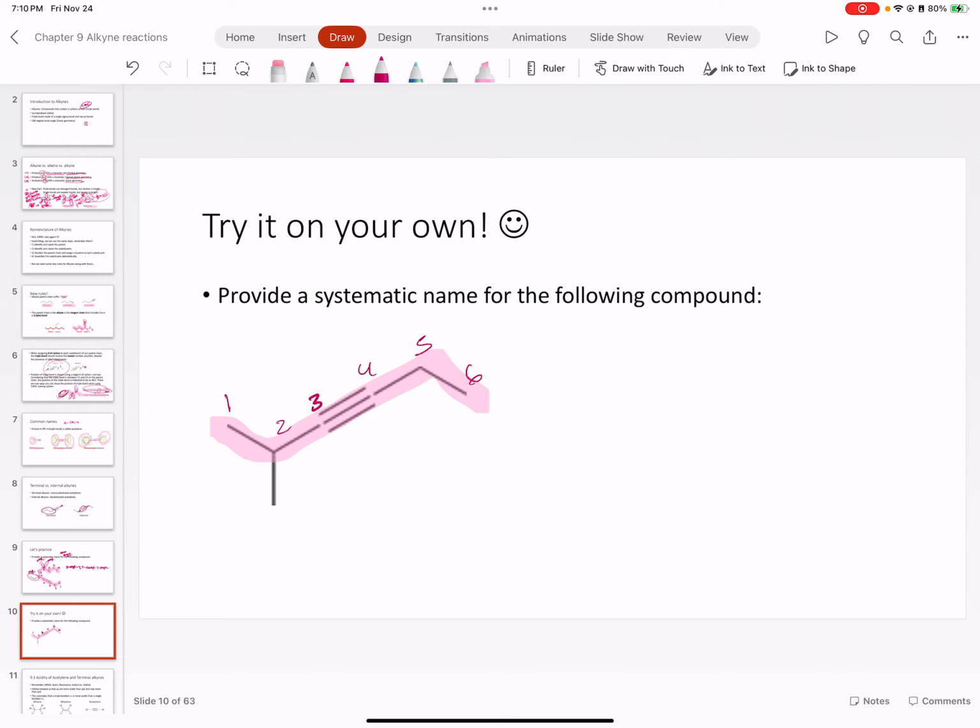So in here we have a methyl. If it didn't have a triple bond, it would be called a hexane, but since it has a triple bond, it's going to be called a hexyne. And luckily we only have one substituent, so we're going to have 2-methyl. And then we have to say where our triple bond starts, which is going to be 3-hexyne. And that's going to be our answer.